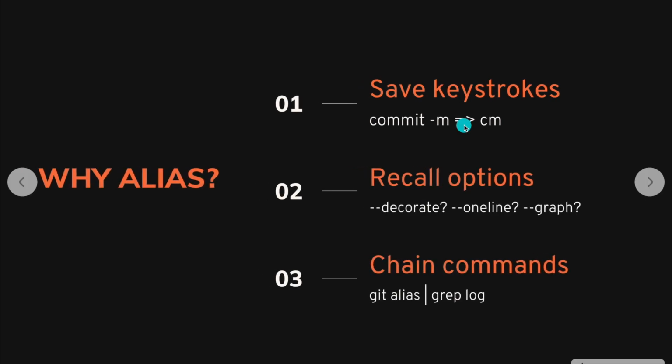It can shorten a very long command into just a few letters, and it can also help you to remember the options that you need for certain commands to run. Sometimes you're not sure whether it's only one of these options, or is it two, or is it all of them. That's where Git aliases can come in handy. And the last use case is when you want to chain commands together. For example, if you do git aliases, you can pipe it in to grep so you can find particular aliases that you're looking for. So I'll be assuming that you already have Git installed.